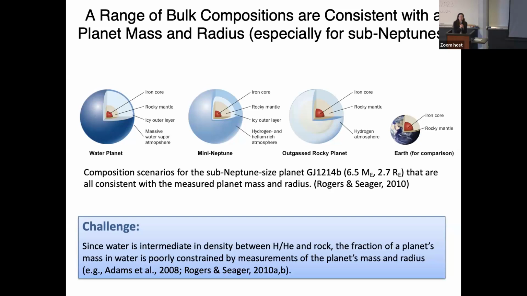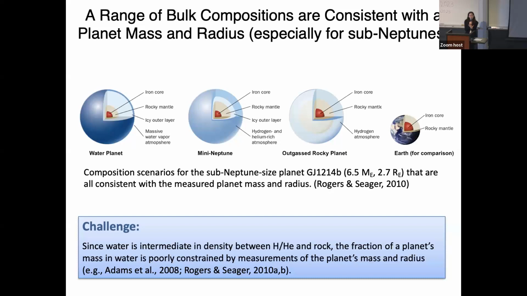And this boils down to the fact that the density of water or other volatile ices is intermediate to the density between hydrogen and helium and rocky material. So you can almost always find some mixture of hydrogen, helium, and rock to mimic the density of water. And that leads to a large uncertainty in the water mass fractions of planets in the sub-Neptune size range.